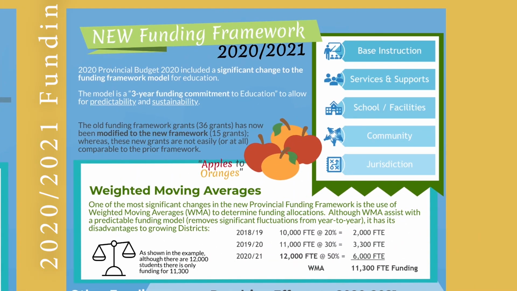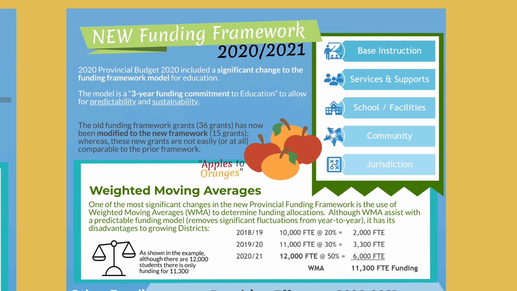Now looking at the new provincial funding framework that has been released for the 2021 school year. There were some significant changes to the funding framework, including a reduction in the number of grants from 36 to 15 grants. These grants are now within 5 major categories, including base instruction, service and supports, schools and facilities, community, and jurisdiction. Most of these grants have changed the determination and allocation of funding and are not comparable to the prior framework. Therefore, it is somewhat like comparing apples to oranges.